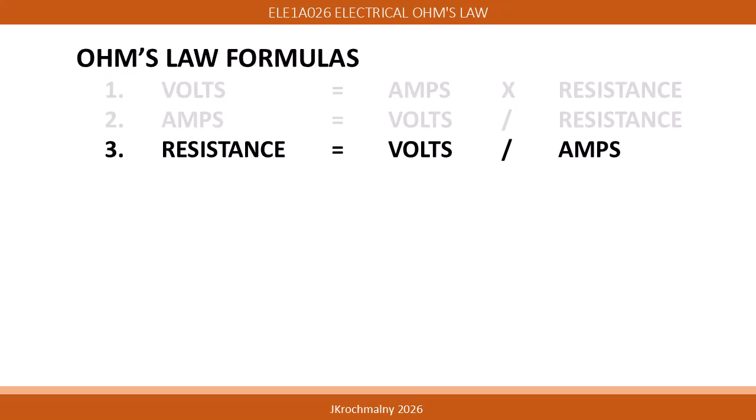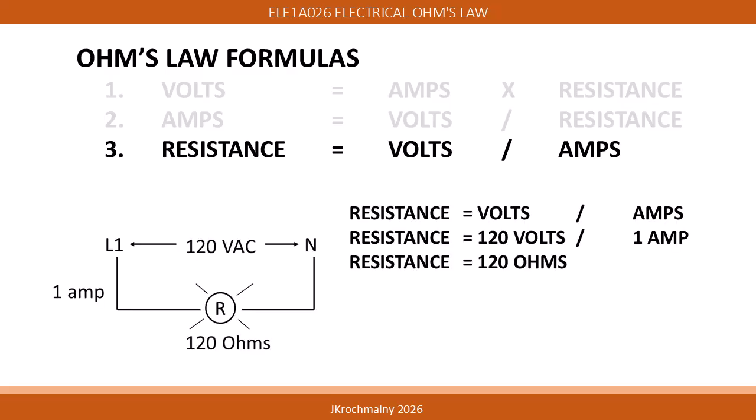The third formula of the Ohm's Law equations involves finding the value of the circuit's resistance when the voltage and the amperage are known. The value of the resistance is found by taking the applied voltage and dividing it by the amperage. Referring to the electrical diagram at the bottom left of the screen, we see 120 volts applied to a 120 ohm resistance load, resulting in an amperage flow of 1. Notice that to find resistance, we divide the known voltage by the known amperage. In this case, 120 volts divided by 1 amp of electrical flow results in a circuit resistance of 120 ohms.